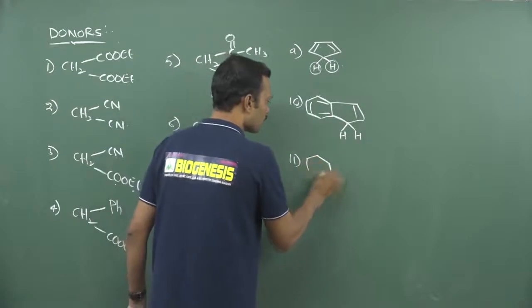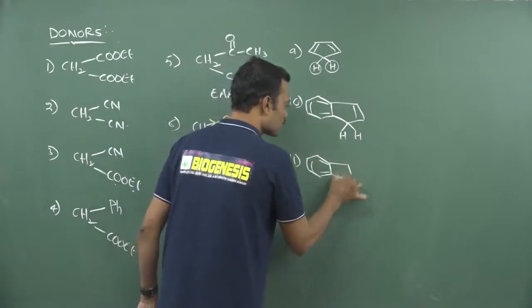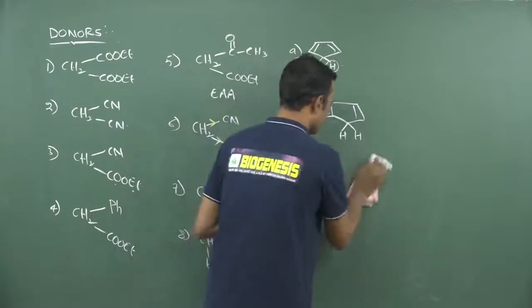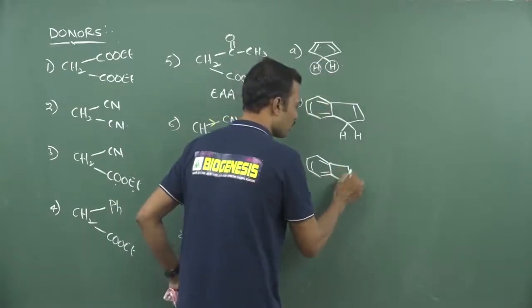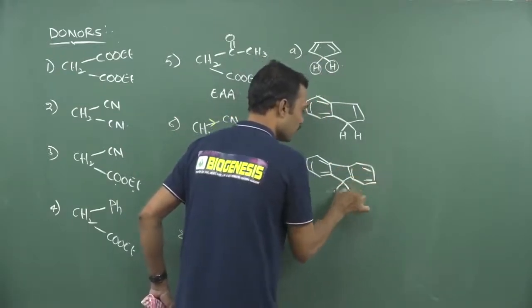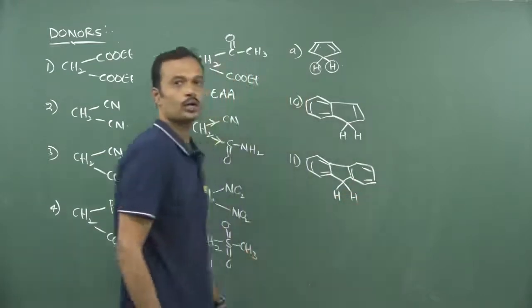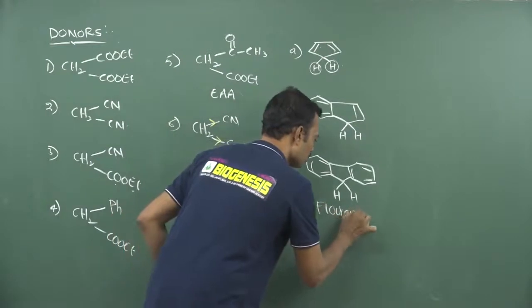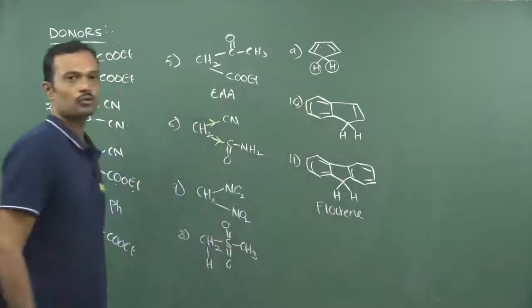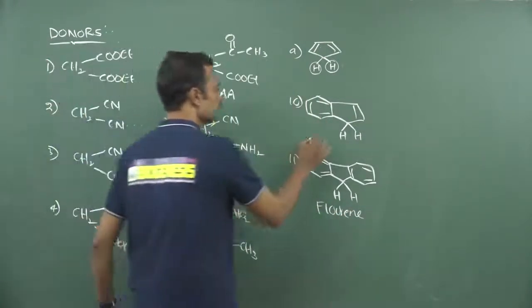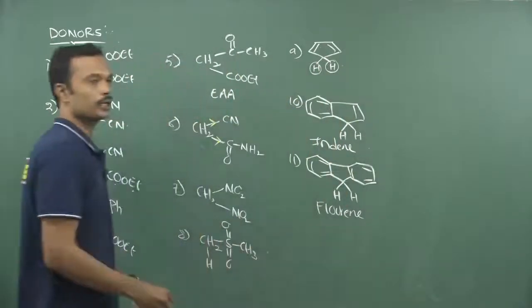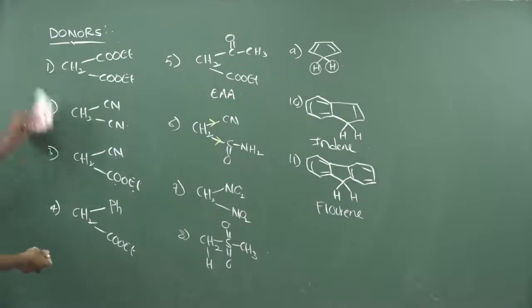Now we can also take fluorene. Fluorene is not a halogen. Here we should take this kind of molecule. See, this is a 5-member ring and this is one more 6-member ring and two hydrogens are there. This is called fluorene, and this is indene. Here I am taking, this is indene and this is cyclopentadiene. Like that we can take this kind of donors.